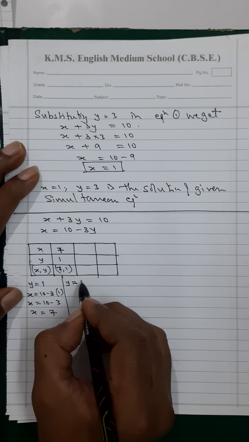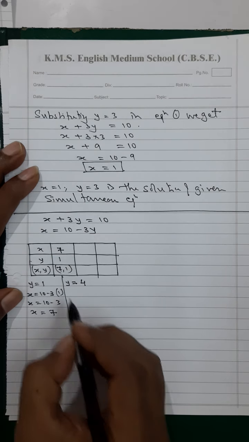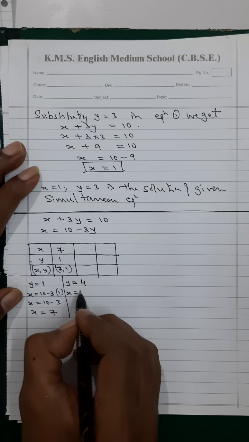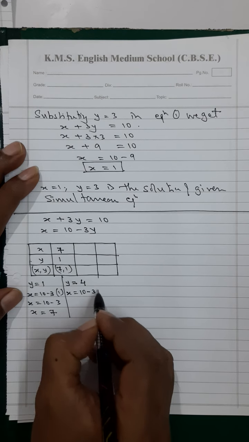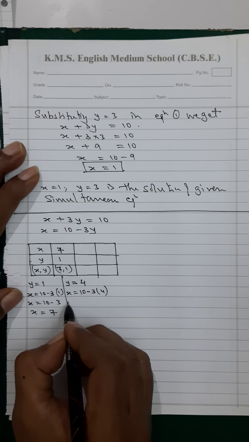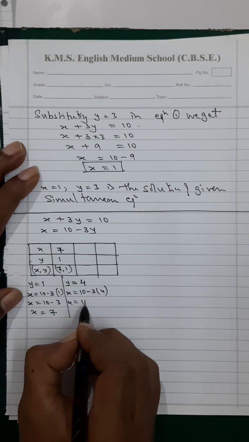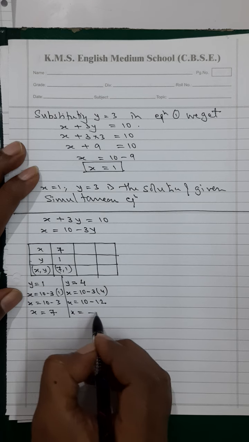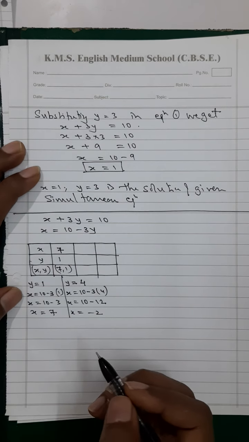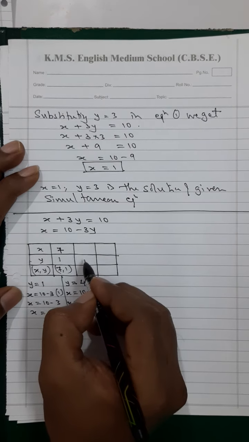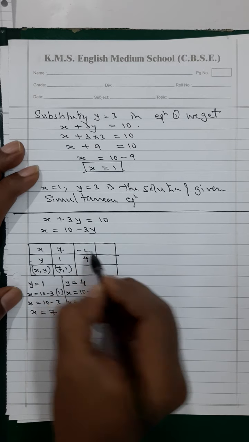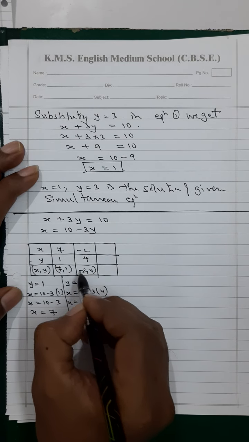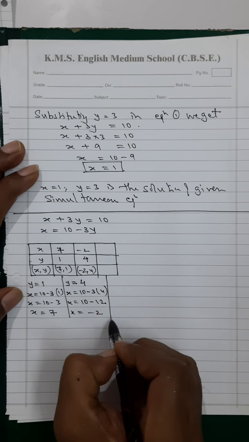Y is equal to, I can go for 4 also. X is equal to 10 minus 3 into 4. X is equal to 10 minus 12. So x is equal to minus 2. Fine. Y is equal to 4, x is equal to minus 2. This will become minus 2 comma 4. And then I go for the next one.